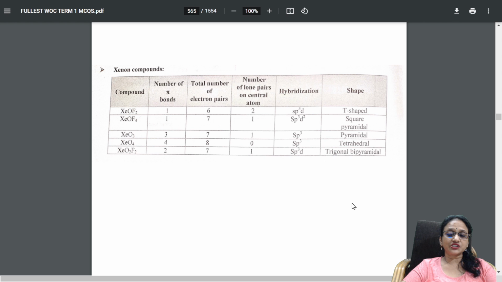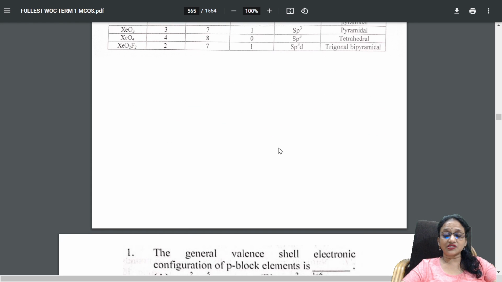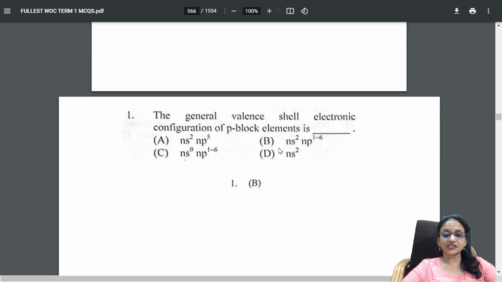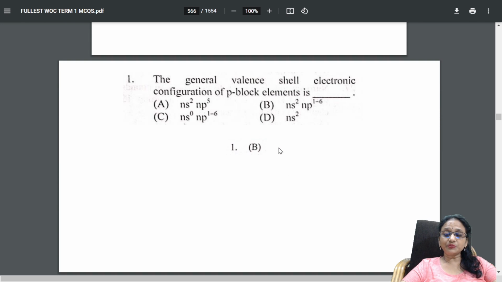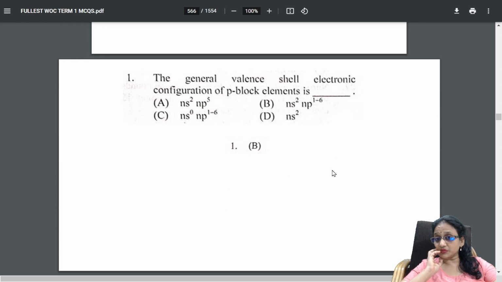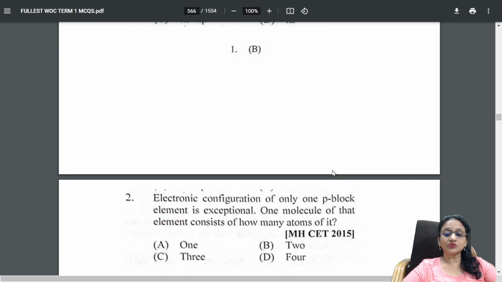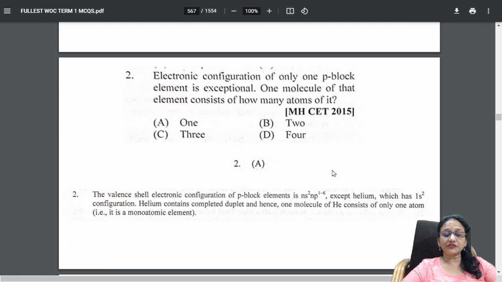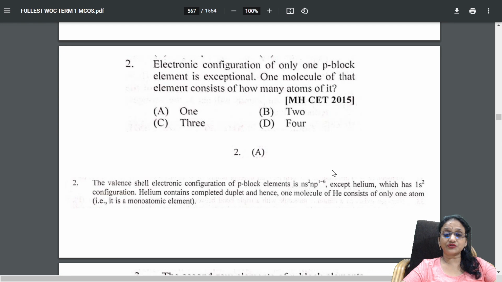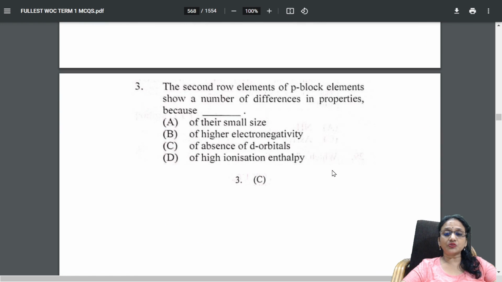They're going to ask you questions based on the number of lone pairs, what is the shape of this particular xenon compound, how many pi bonds are there, how many electron pairs are there, like that. So this is a summary of the whole chapter, and now comes your MCQ. In P block, basically starting from the electronic configuration, every question is asked. These questions are picked up from every line of NCERT, right, students? I'll gradually show it to you all.